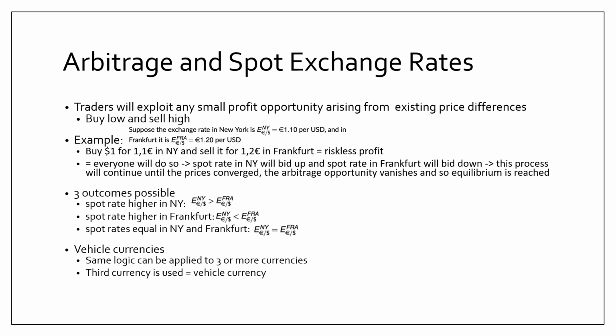Vehicle currencies. The same logic for arbitrage between two currencies can also be applied to three currencies or even more. For example, one might realize a profit by exchanging US dollars into euros and then euros into pounds. In fact, the vast majority of currencies only trade directly with one or two of the major currencies. When a third currency is used in transactions, it is called a vehicle currency.